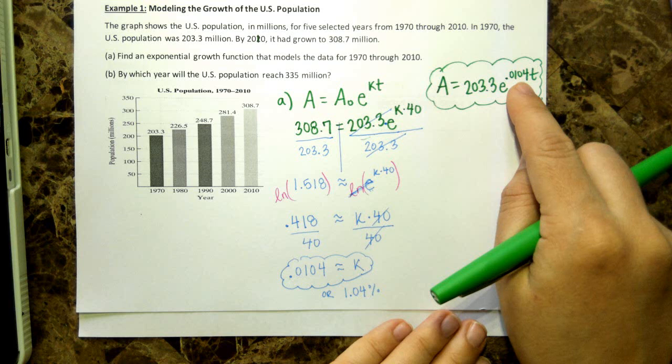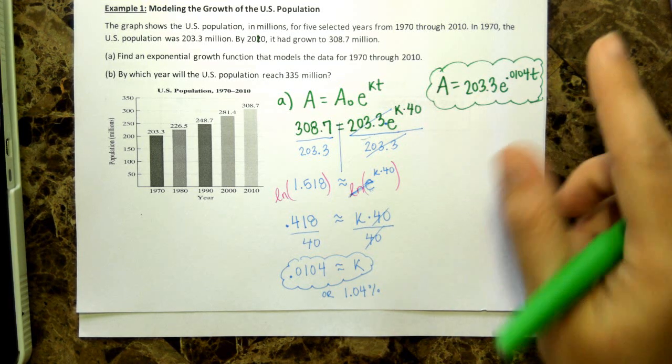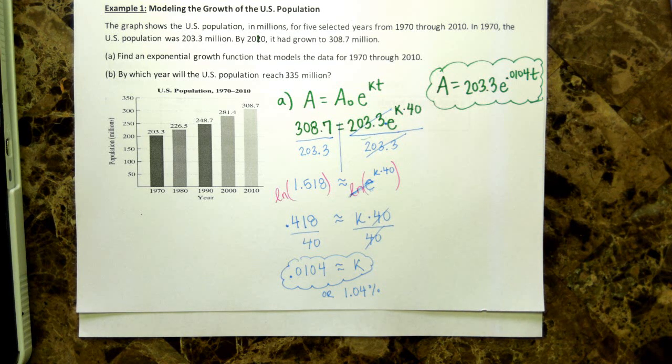As long as you know what k is, which we did, and the starting amount, and e is just this number, a rational number, you have a function. And there's our answer.